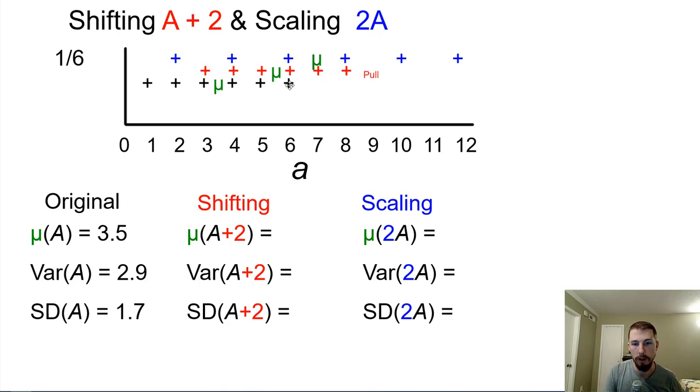The highest value of 6 plus 2 would now be 8. So we're just adding 2 to whatever the outcome we got. So what happened to our mean? Well, now our mean shifted over to the right with our data, and now it's going to be 3.5 plus 2, which would be 5.5.